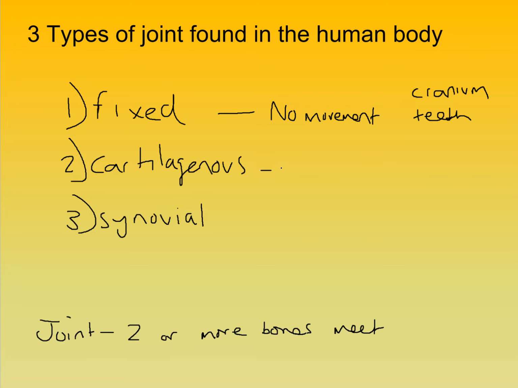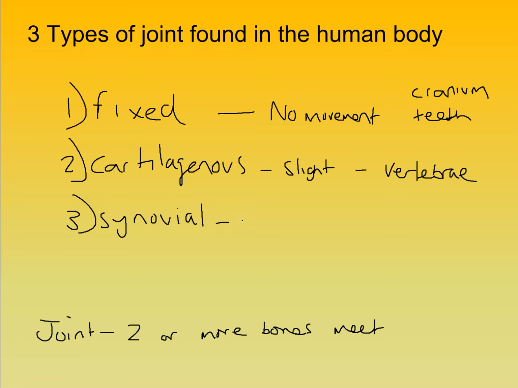Cartilaginous joints provide a slight amount of movement, and sometimes they're referred to as slightly movable joints. An example would be your vertebrae. Your spinal column can tilt left, tilt right, tilt forward, tilt back, so they have some form of movement, but they don't have a freely movable selection.